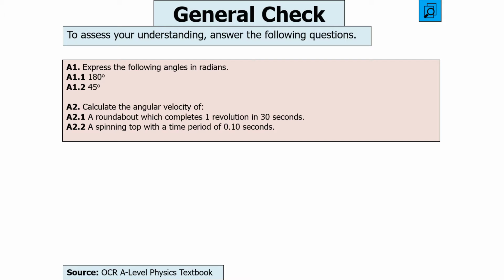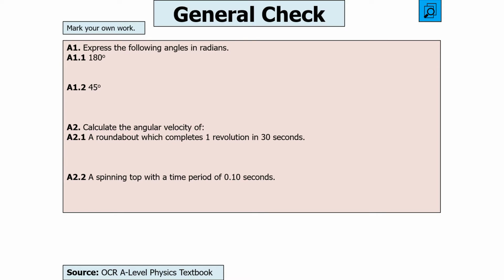Next question, express the following angles in radians: 180 degrees, 45 degrees. Then calculate the angular velocity of a roundabout which completes one revolution in 30 seconds, and then a spinning top with a time period of 0.10 seconds. So pause the video now, then unpause the video when you want to go through your answer.